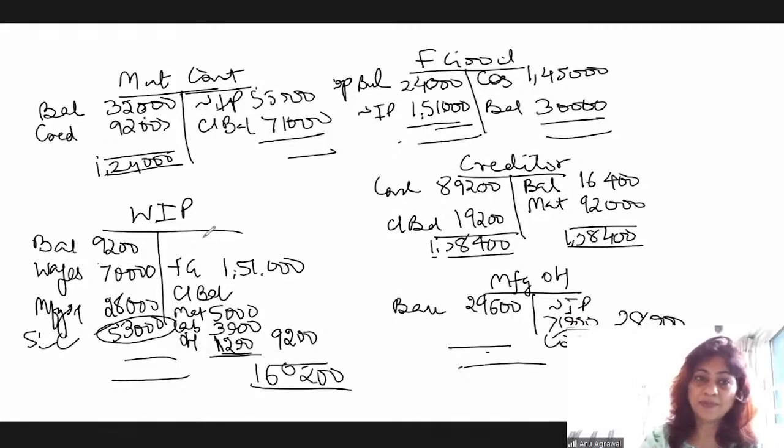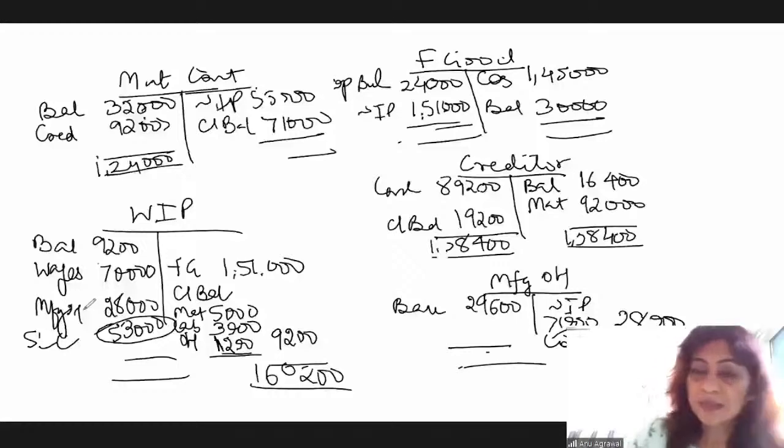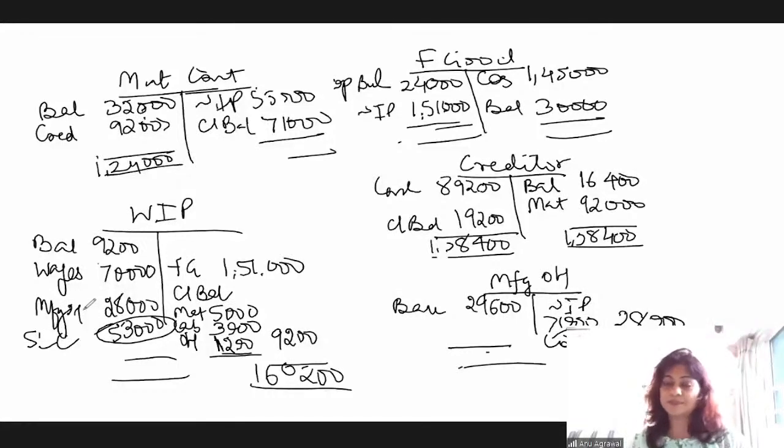But in WIP account, if you go, we had the opening balance, we had the closing balance, we had how much is transferred to finished good, wages, manufacturing. So if you actually tally this account, you start with what is coming from the material control account. That's it. Nothing else.